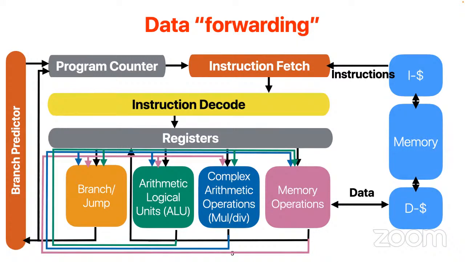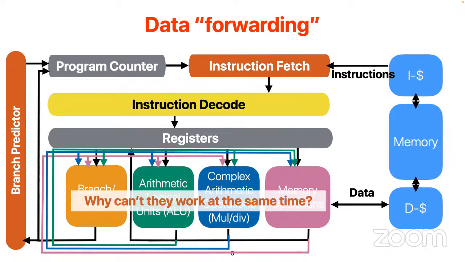And as you can imagine, if you want to support data forwarding, you need very complex wires that would make your hardware wiring design very complex, right? And another question which we later raised is why can't they work at the same time, right?